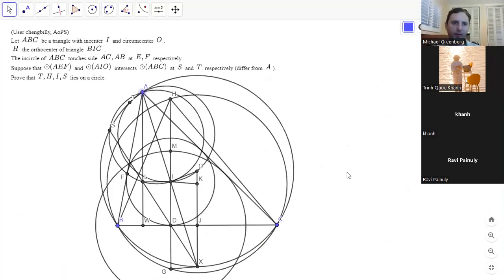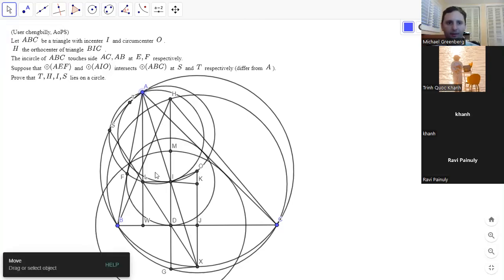So we have a triangle ABC. I is the incenter, O is the circumcenter. And I feel like I've seen this in a bunch of problems where H is the orthocenter of BIC, right? Isn't that a common configuration? I think I've done it on my channel a couple times. I think there's an interesting lemma: if you make a parallelogram like BHC and another point, there's something special about that other point. But I forgot.